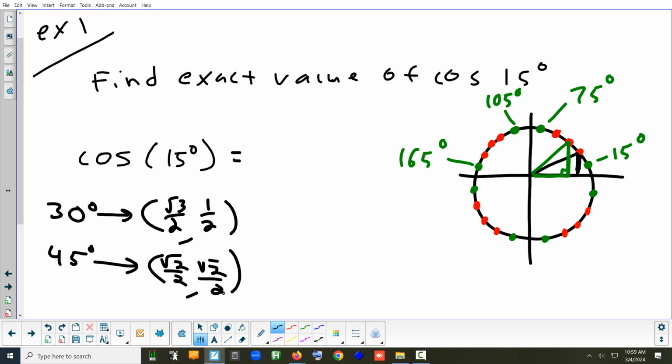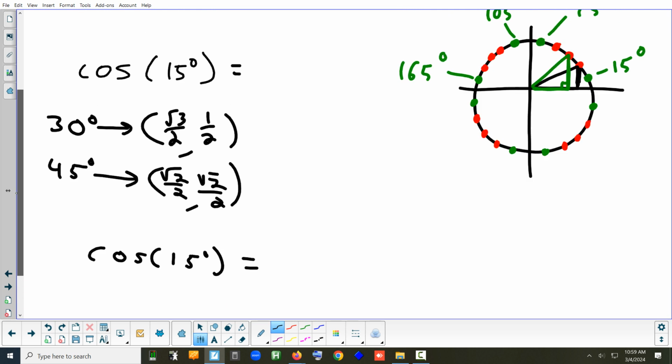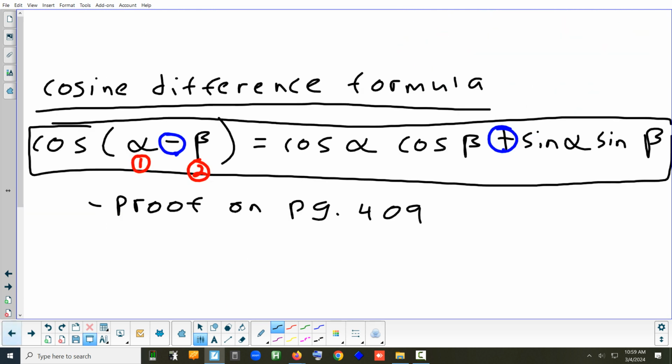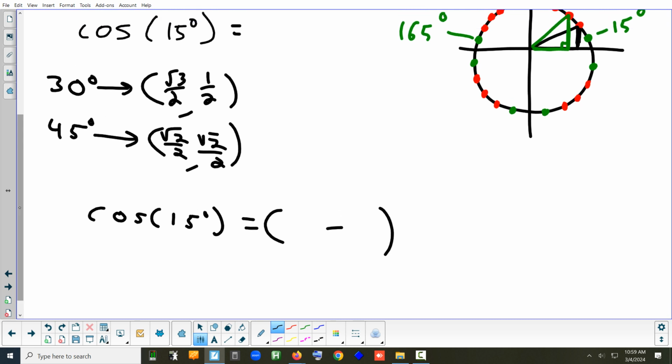So let's take cosine 15. And we're going to rewrite that in a way that uses a minus. Okay? And then we'll have a formula we can figure it out with. All right. So let's rewrite it. And it was already suggested how we rewrite it. How can you rewrite 15 using 30s and 45s somehow? 45 minus 30. Right, 45 minus 30.